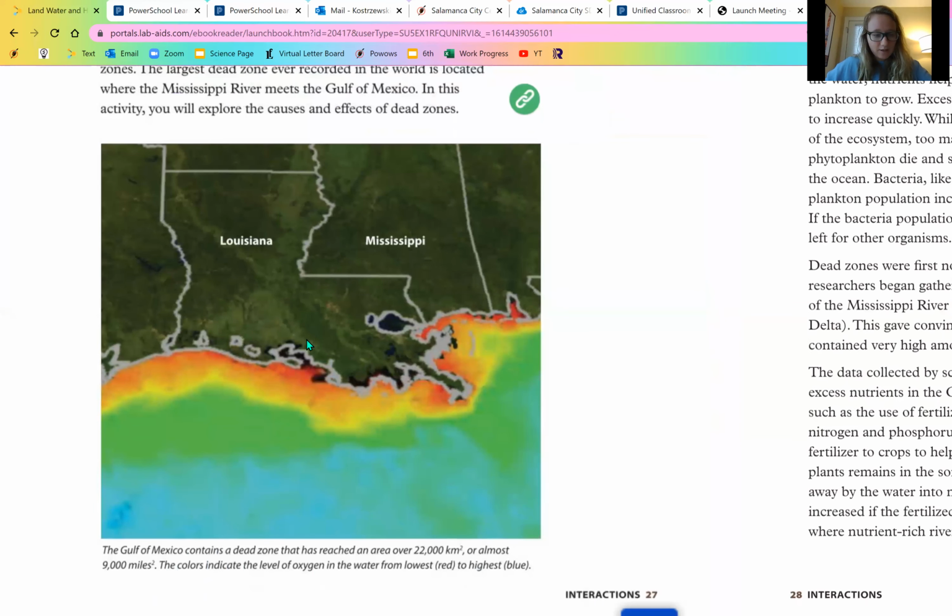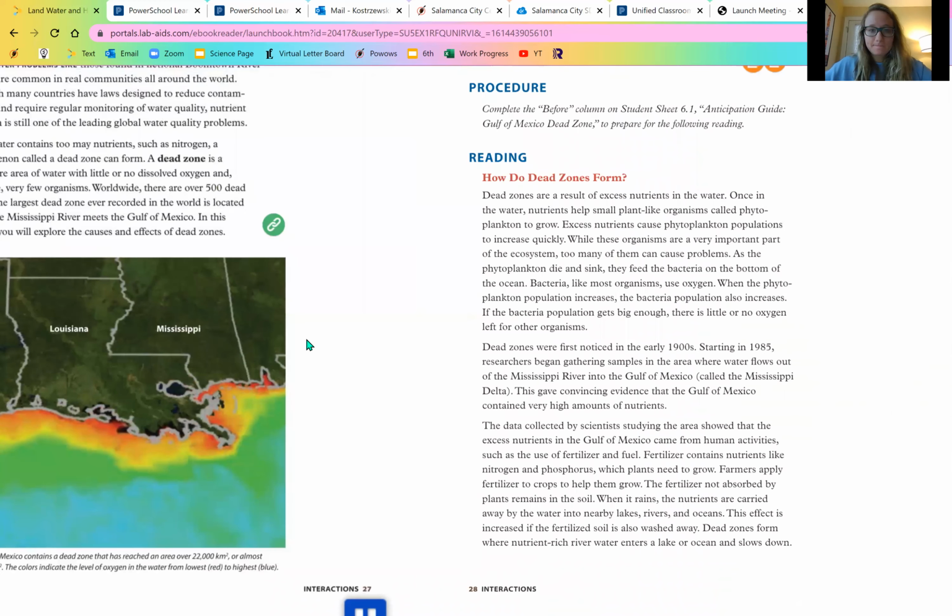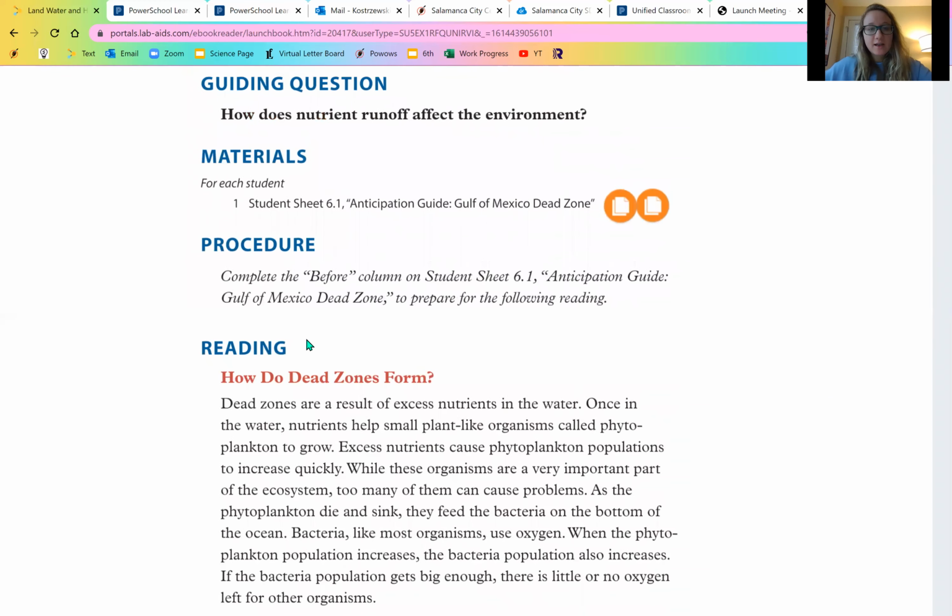Let's read this down here. The Gulf of Mexico contains a dead zone that has reached an area over 22,000 kilometers, or almost 9,000 miles. The colors indicate the level of oxygen in the water from the lowest red to the highest blue. All right, so our overarching question, how does nutrient runoff affect the environment?